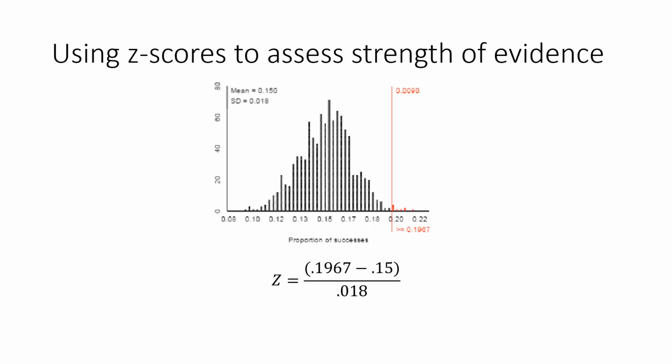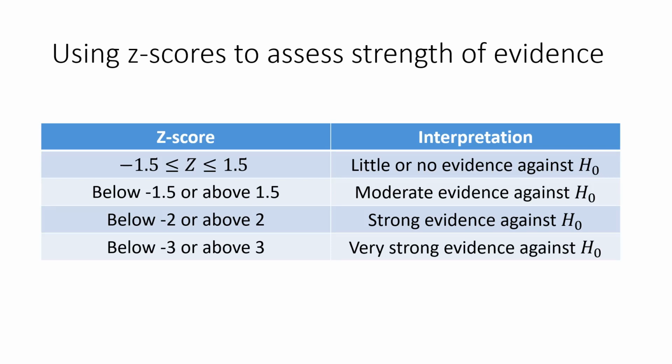So now we can use our formula for the z-score to take our statistic, 0.1967, and subtract the mean, which is 0.15, that's exactly the value from the null hypothesis, and divide by the standard deviation. And we get a z-score of 2.59. Finally, we compare our z-score to the following table to assess the strength of evidence against the null hypothesis. In this case, our z-score was above 2, so we have strong evidence against the null hypothesis.